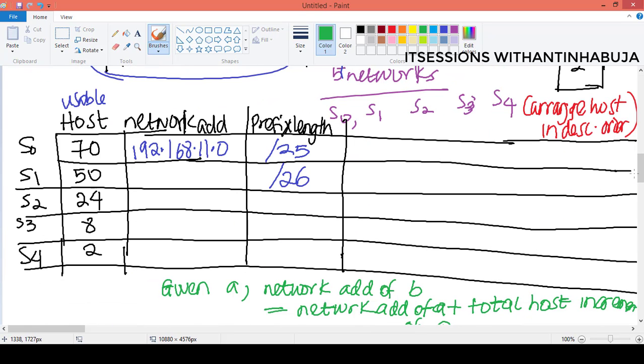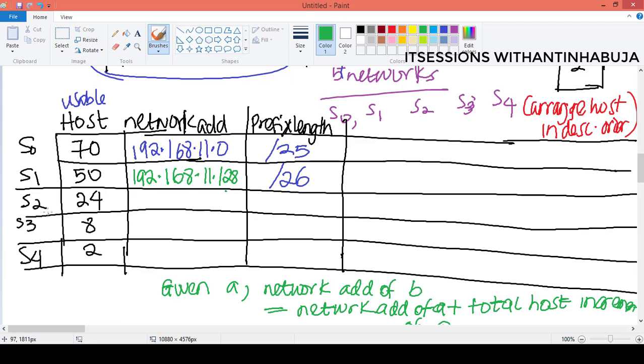Remember, you have to differentiate them. There's total number of host increments, there's usable host increments. So for our network address, we add in the total number of host increments, and that's 128, 192.168.11.128. So now we have this, that's 128.